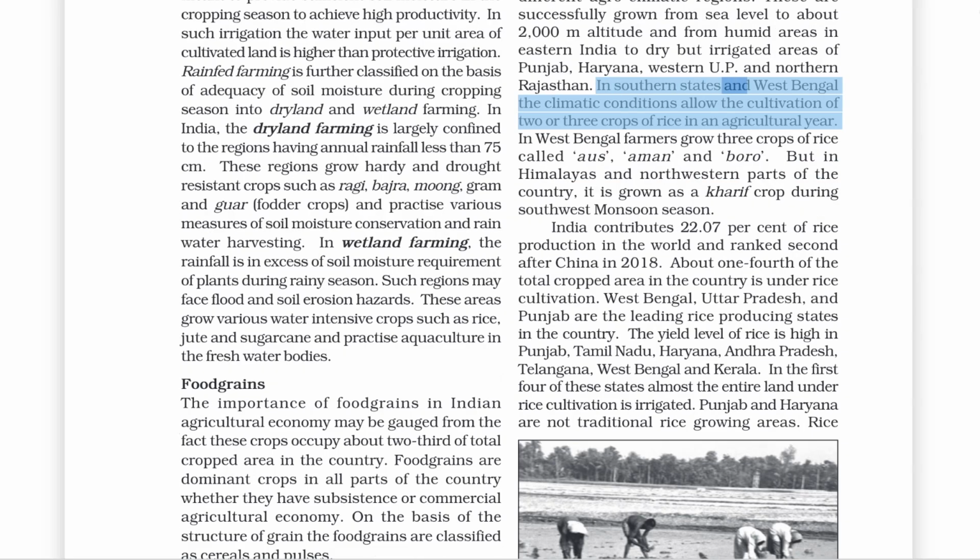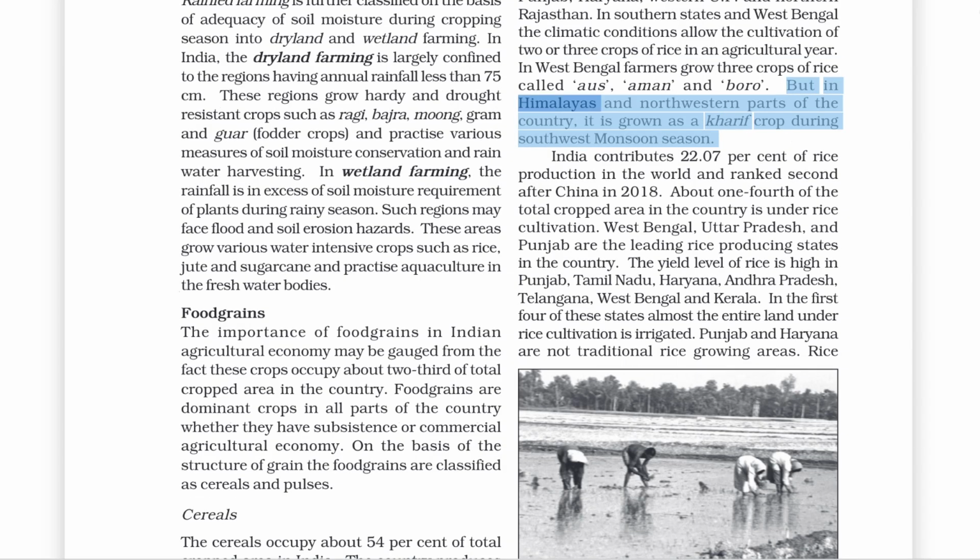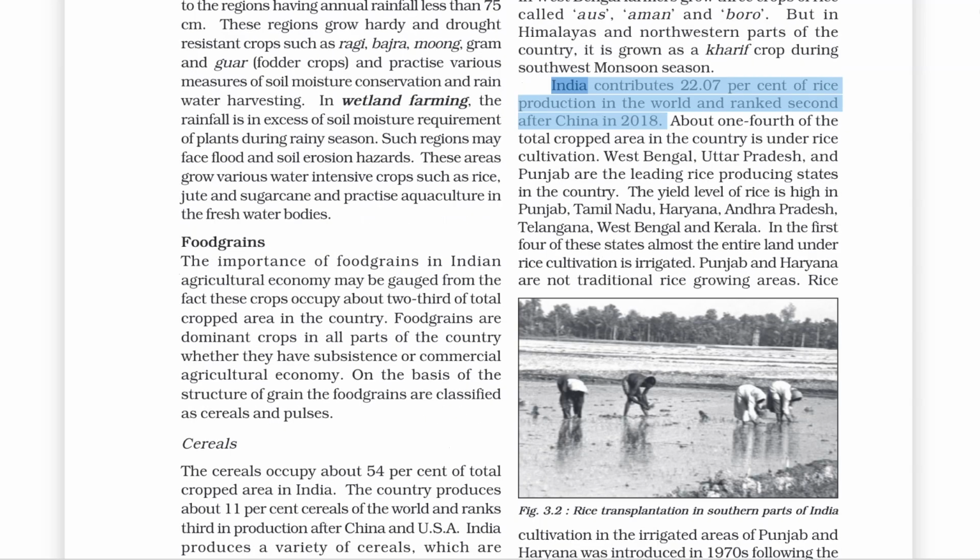In southern states and West Bengal, the climatic conditions allow the cultivation of 2 or 3 crops of rice in an agricultural year. In West Bengal, farmers grow 3 crops of rice called Aus, Aman, and Boro. But in Himalayas and northwestern parts of the country, it is grown as a kharif crop during southwest monsoon season. India contributes 22.07% of rice production in the world and ranked second after China in 2018.